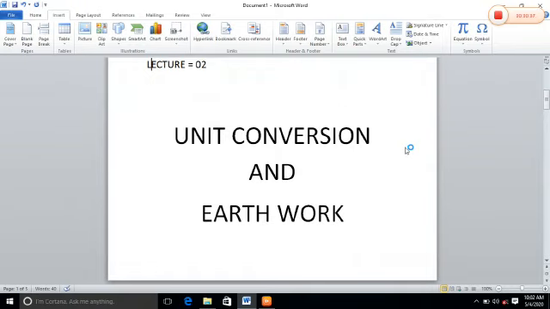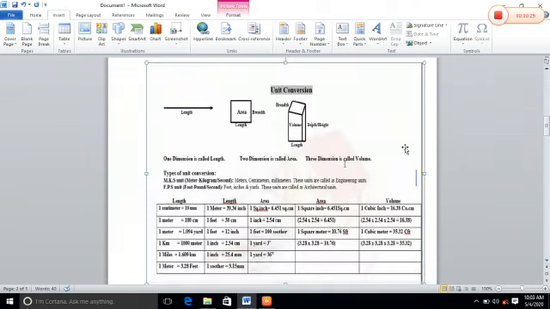Today we will discuss our second lecture, unit conversion and earthwork. We will discuss unit conversion briefly. Our first topic in today's lecture is unit conversion. In unit conversion, we usually take three things: length, area, and volume. Length is one dimensional, area is two dimensional, and volume is three dimensional.